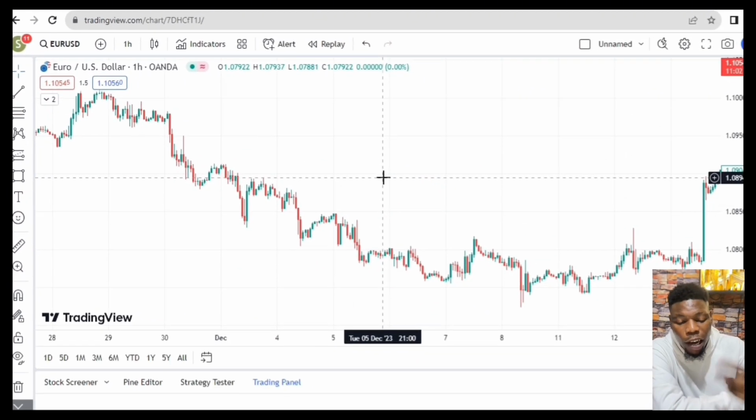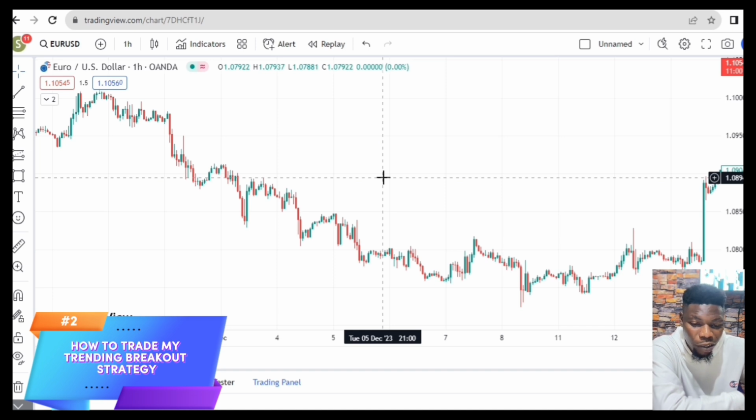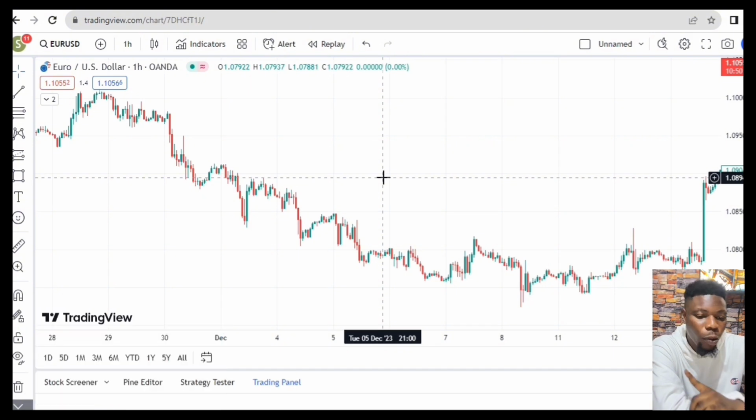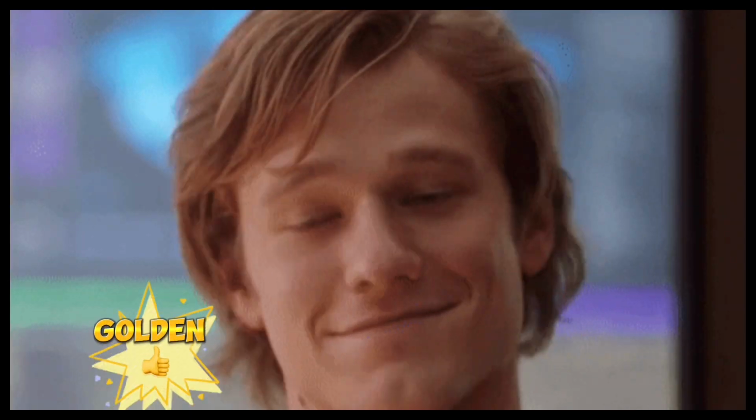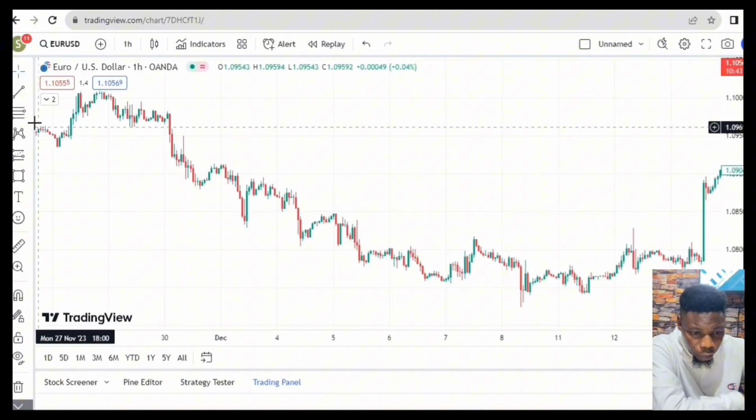So now this is how to trade the trend line break strategy, my secret trend line break strategy, because it's very simple. It's something that is very, very different. I'm not sure you have seen it anywhere. You understand? It's very, very golden. So let me show you guys.